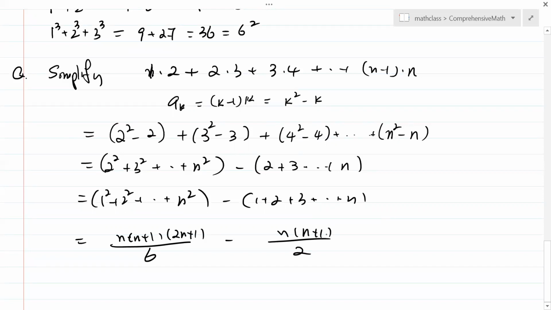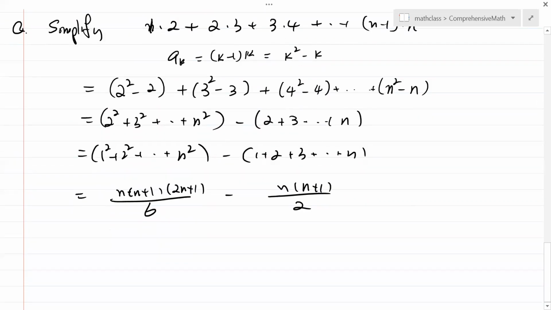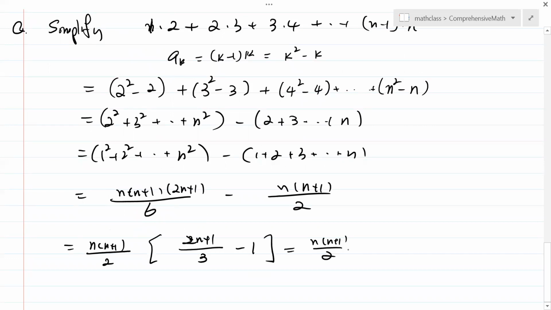Okay? But you can still simplify. Its common factor is n times n plus 1 divided by 2. If you take this out, and here's 3, and minus 1. And combine them. And I get 2n plus 1 minus 3.